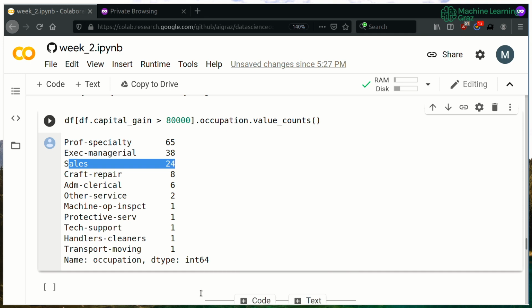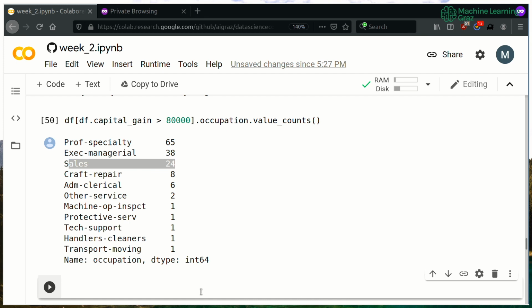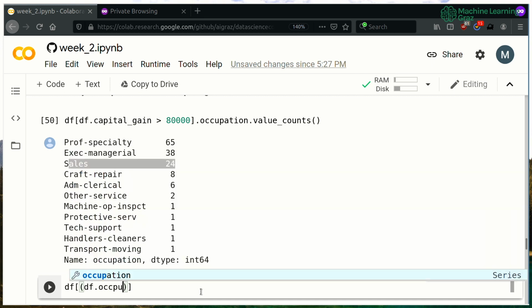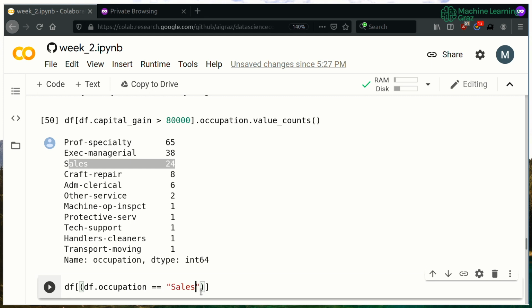The second solution is you can do multiple queries in one. You can stack queries together. So we will do the following: we write df, and then after it square brackets and round brackets, and we'll show you why in a minute. So here first I want a person who's a salesman. So we write dot occupation equal sales, and then I write an ampersand. And then my second question is, well, I want a salesman who makes more than $80,000. So I write df capital gain, as we previously learned, bigger than 80,000.